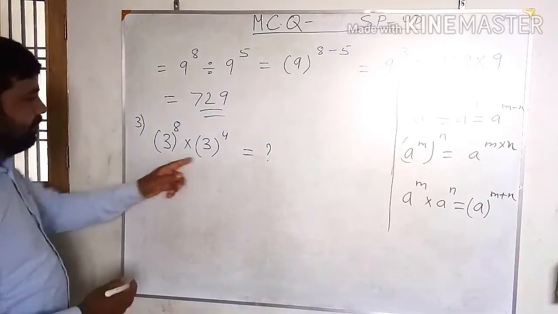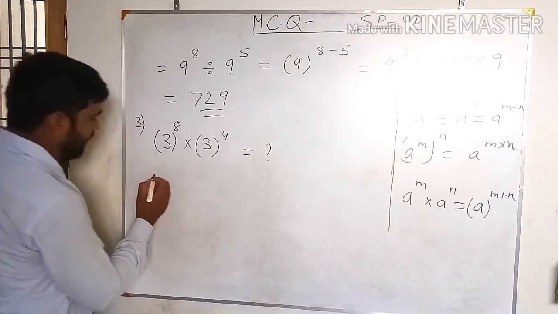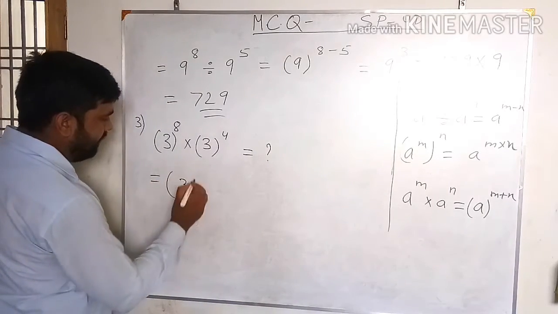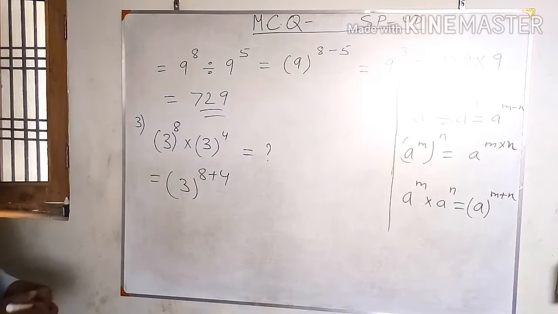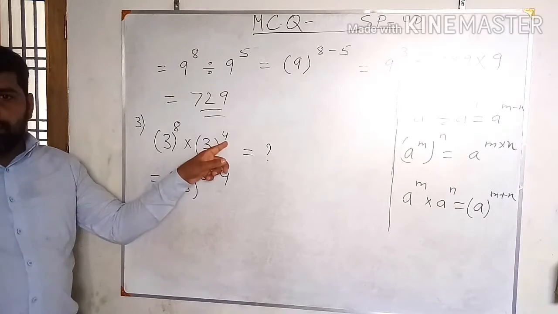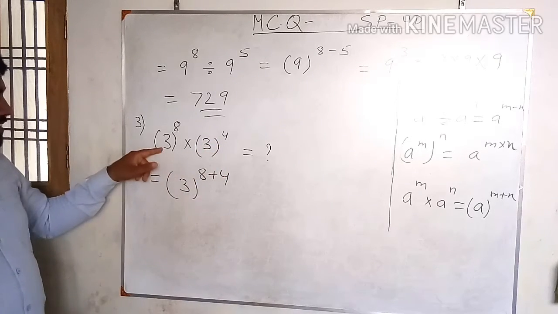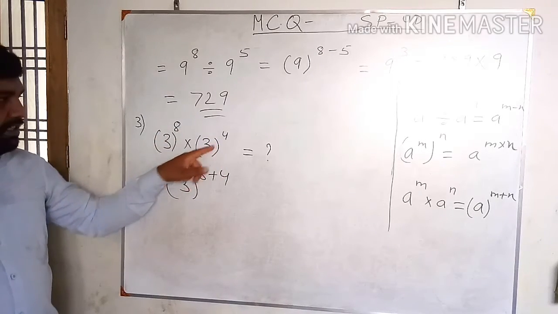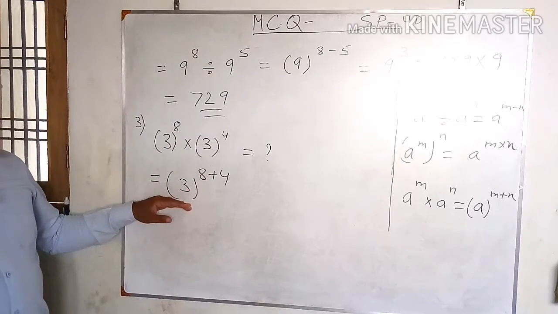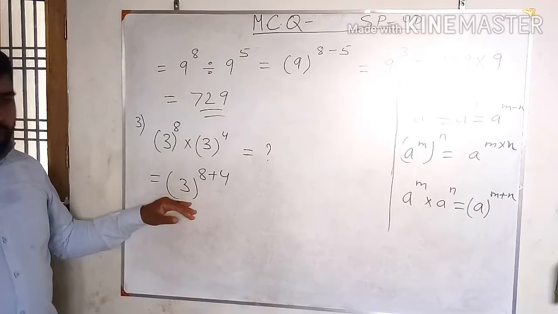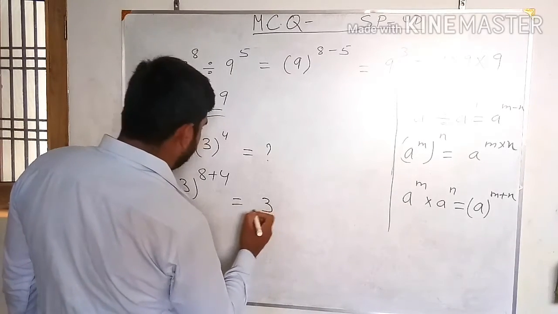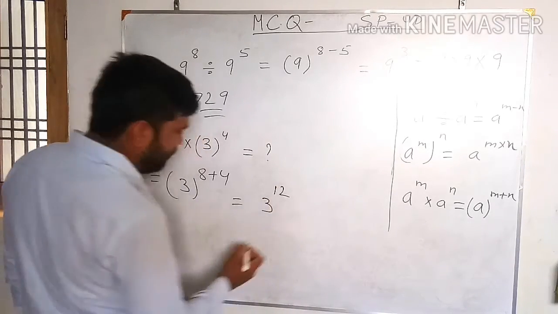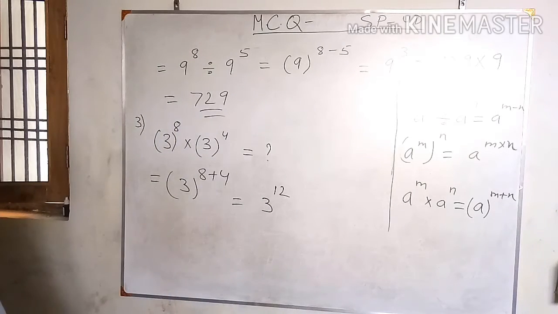So similarly here the bases are the same, 3. So we are going to take the base common 3 and we add the powers 8 plus 4. The power of the first exponent is 8 and the power of the second exponent is 4. So in this exponent base is 3, power is 8, second exponent base is 3, power is 4. So take the base common and apply the product law. Take the base common and add the power. So what value did we get here? 3 to the power 8 plus 4, 12. So the value we got is 3 to the power 12.